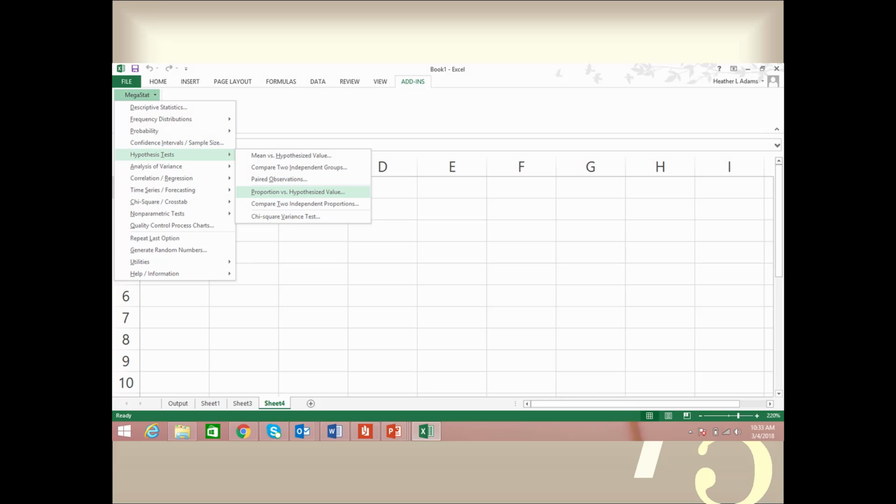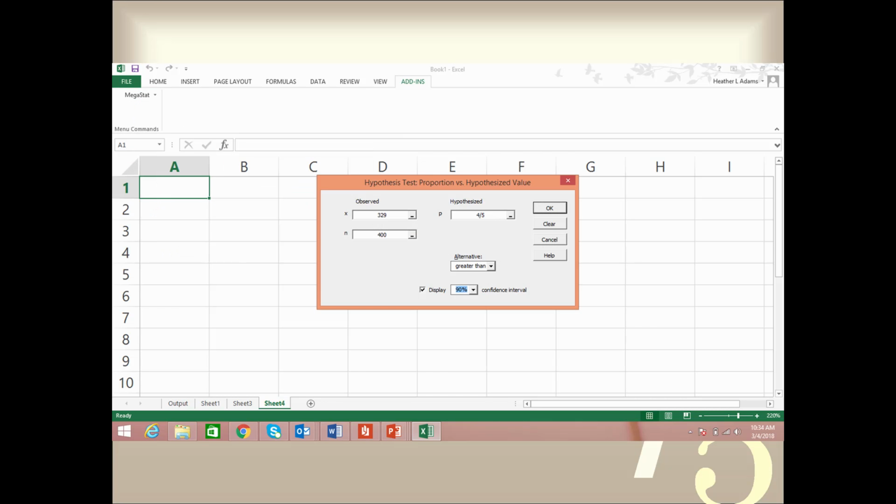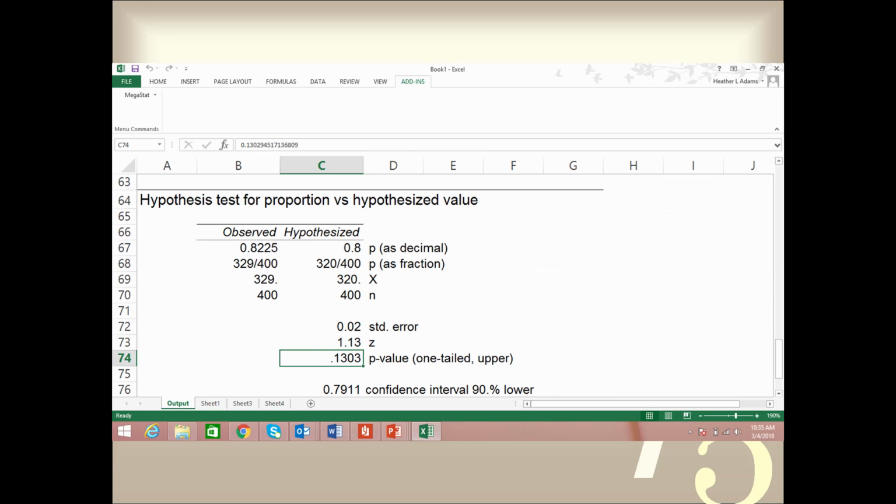Okay, so again, hypothesis tests, proportion versus hypothesized value. That hypothesized value is going to be that 4 out of 5. I observed 329 out of 400, so it'll calculate my sample proportion there. What I'm trying to disprove is the 4 out of 5, and I can just enter it like that. I don't have to calculate it and put it in as a decimal. It'll calculate the 4 out of 5. It's a greater than problem because I'm trying to say that it's gone up from 4 out of 5, or it's greater than 4 out of 5 with the 90% confidence level.